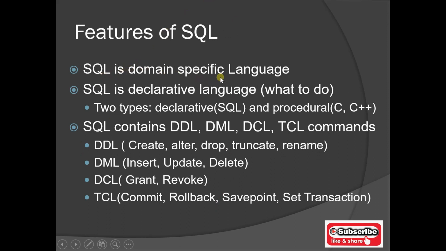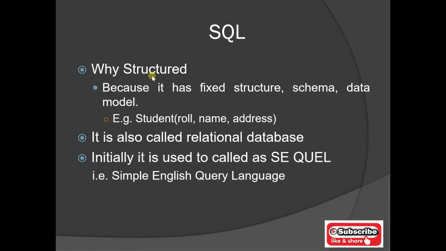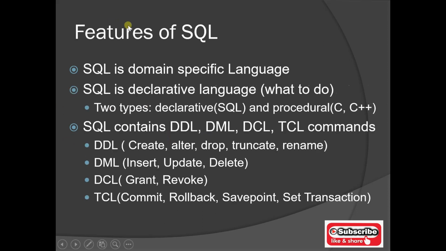So SQL is domain specific language. What is domain? Domain is nothing but set of permitted values for a particular attribute. For example, if we talk about role, so role will contain data type integer, name will have character values, address will have character values. So here we are specifying a particular data type for each and every attribute. So that's why it is a domain specific language. SQL is a declarative language. There are two types of languages, declarative and procedural. But SQL is declarative because we are focusing on what to do instead of how to do.